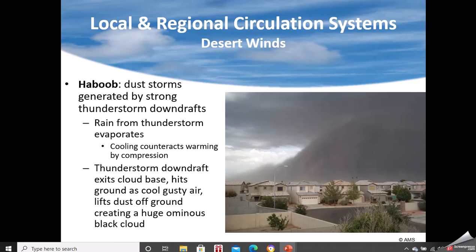Haboobs are just dust storms. They're generated through a thunderstorm downdraft. They can occur over the desert southwest in the U.S. or any other desert. The Sahara has them as well. What happens is the rain gets evaporated as it's coming down, and you wind up with cooling, counteracting the warm compression that's going down. You wind up with a lot of cold air hitting the ground, which blows up the dust, and you create these fabulous dust storms.